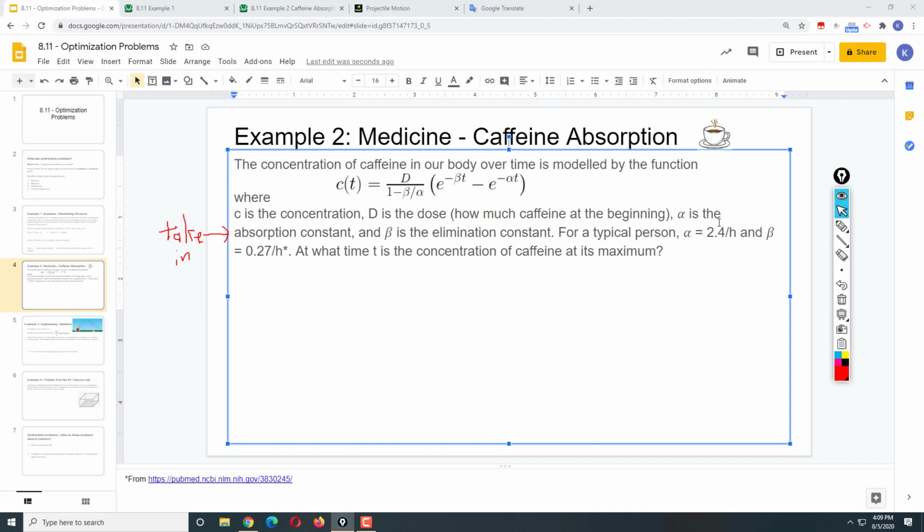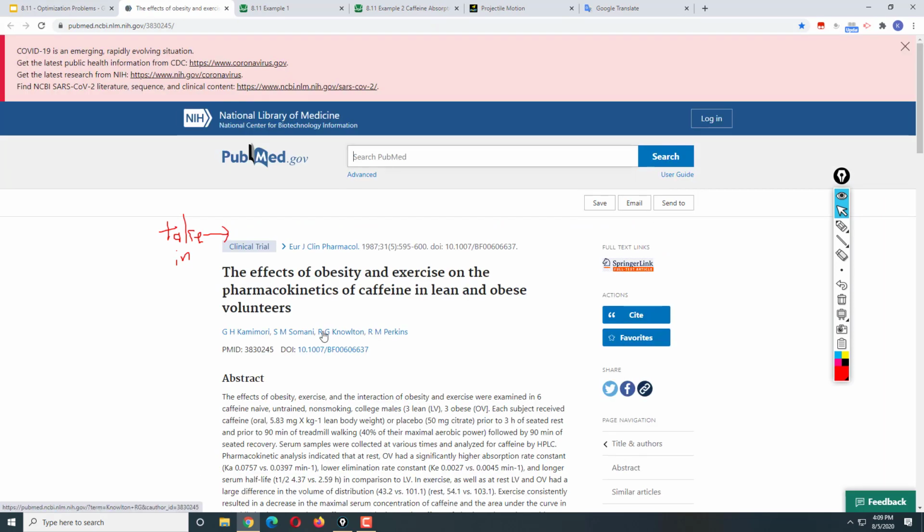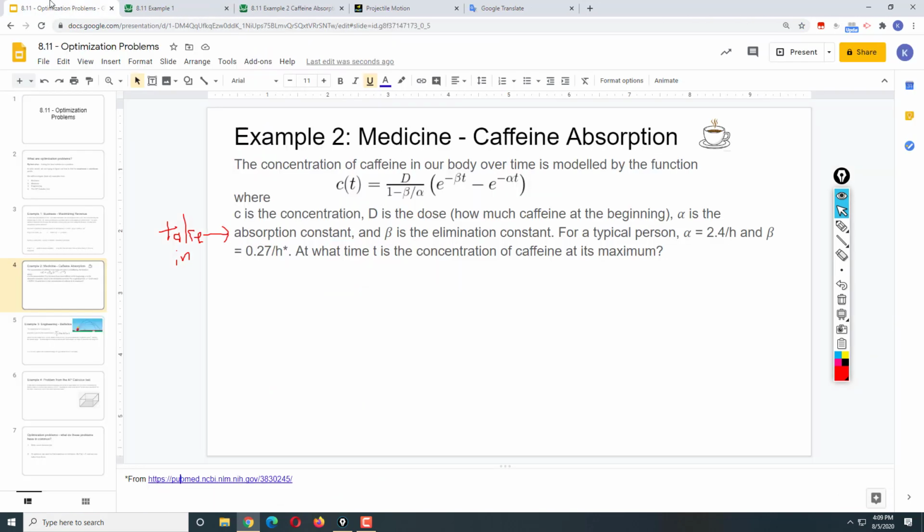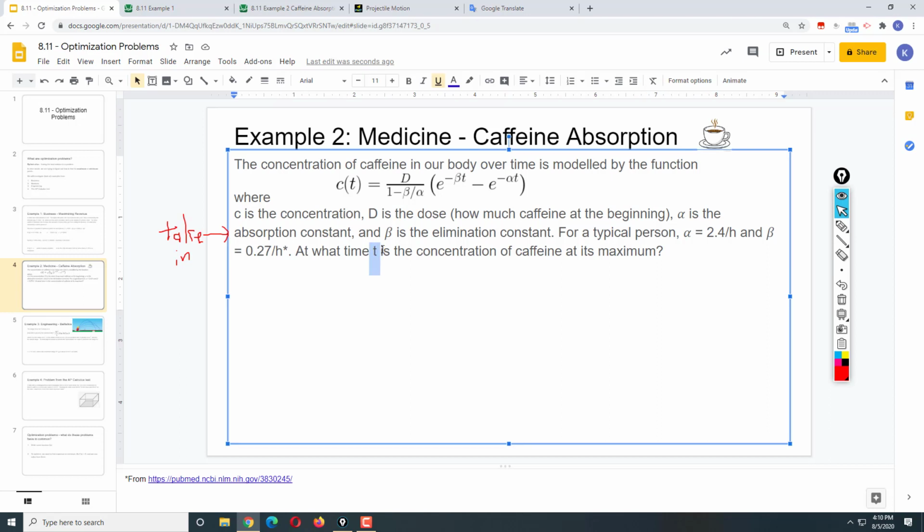For a typical person, alpha is about 2.4 per hour, beta is 0.27 per hour. I got these numbers from a real study. I mean, here's the link. You can find these numbers here. They have the constants in terms of minutes per minute. I converted them to per hour. So at what time t, how long does it take in hours, is the concentration, that just means how much caffeine, at its maximum.